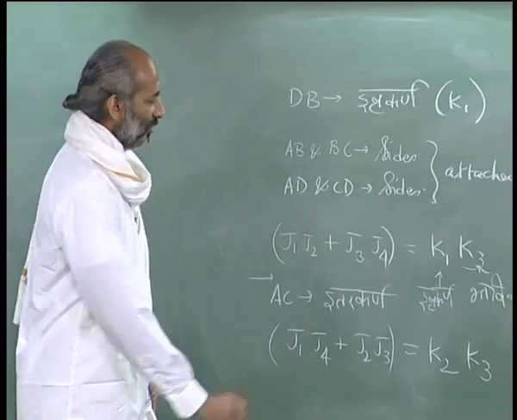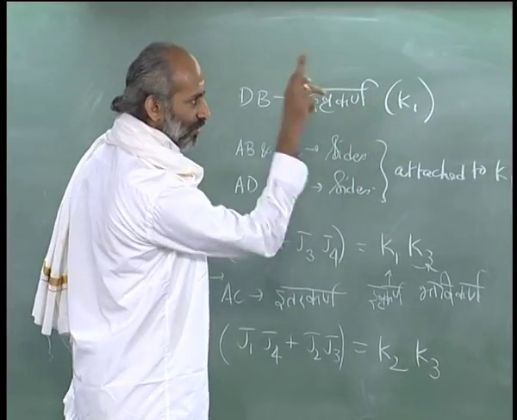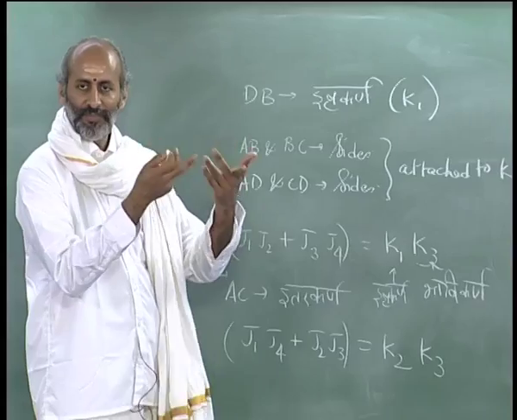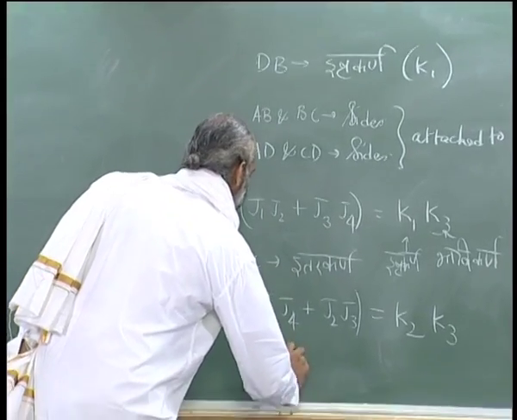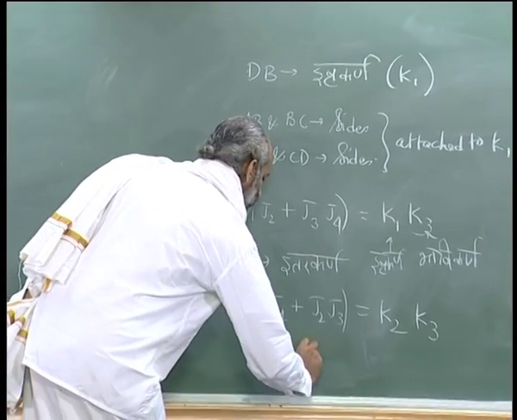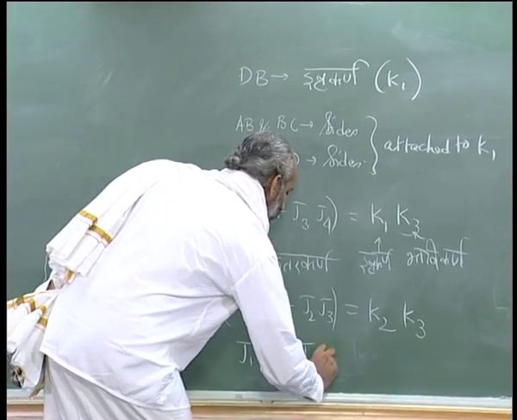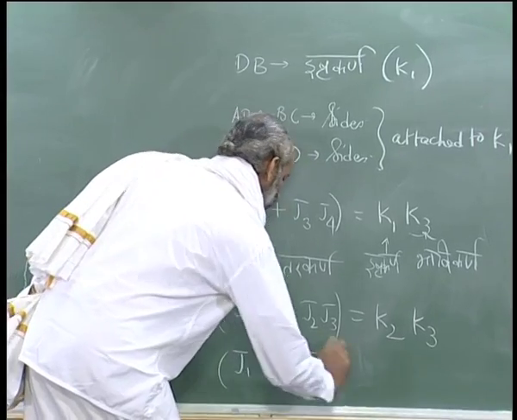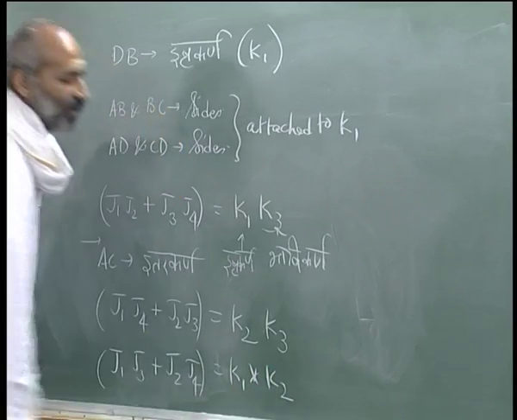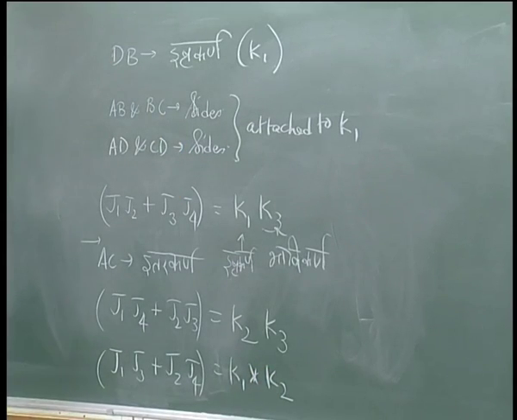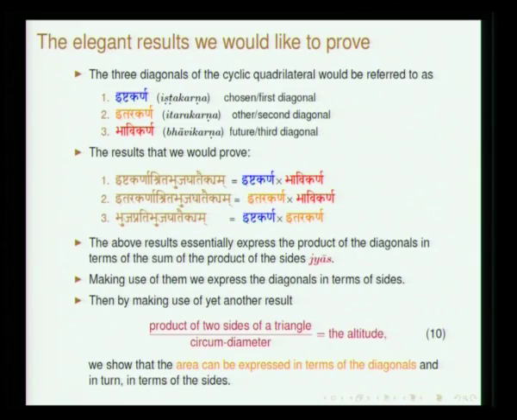So, you can easily write the third one. It is bhuja pratibhuja ghataikyam. Take the opposite sides: J1 J3 plus J2 J4. So, this is K1 times K2. These are the three results that we will be very quickly deriving now. So, this is what is stated.